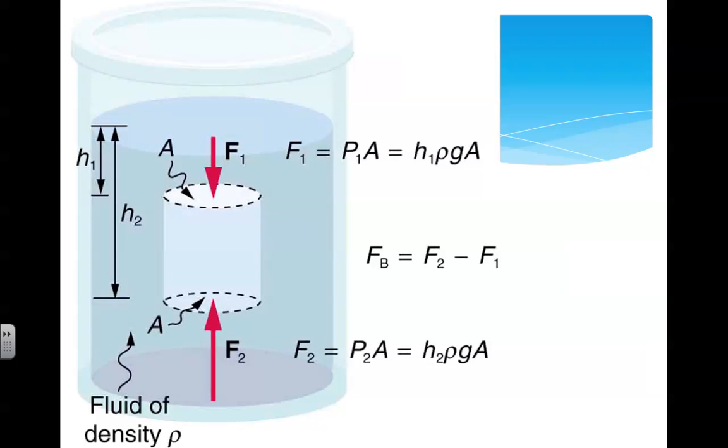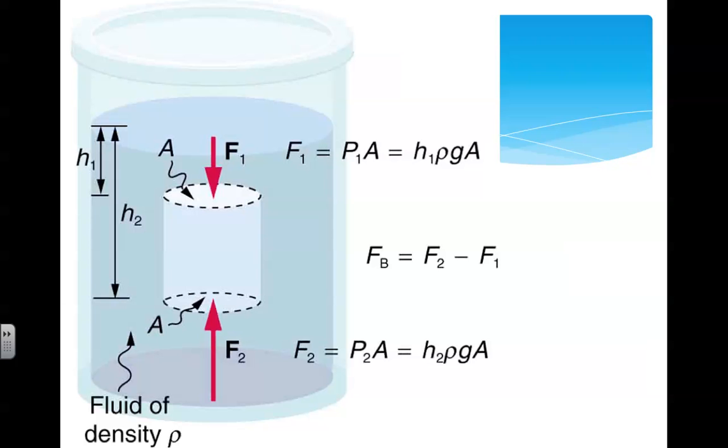Similarly, a force acts at the top of the cylinder. However, because the top of the cylinder lies at a lesser depth, the pressure, and thus the force on the top, is smaller. F1 can then be calculated using the formula P1 times A, where P1 is rho g h1. Therefore, F1 equals h1 times rho g A.